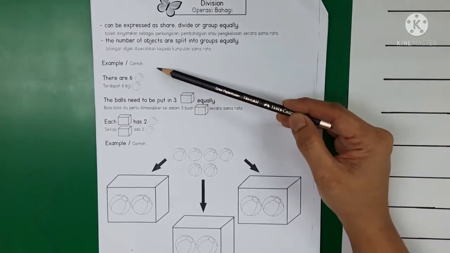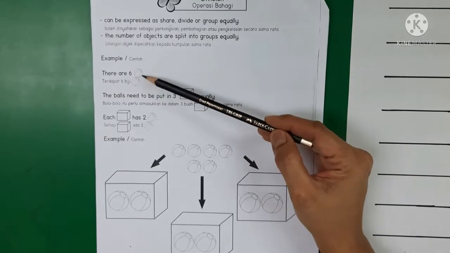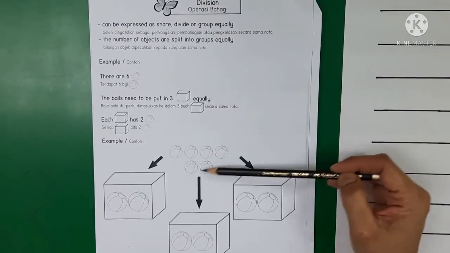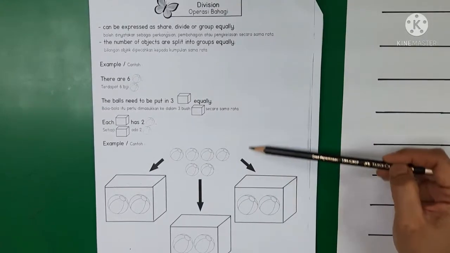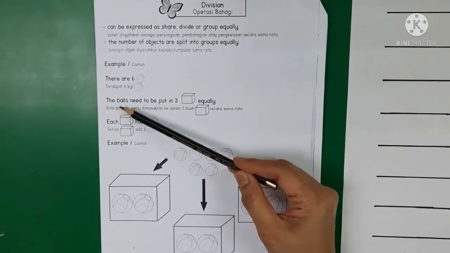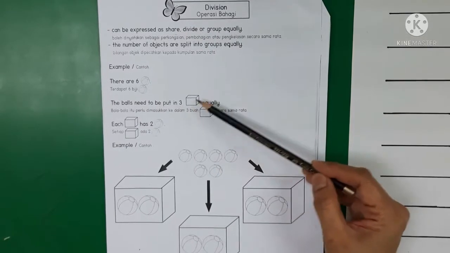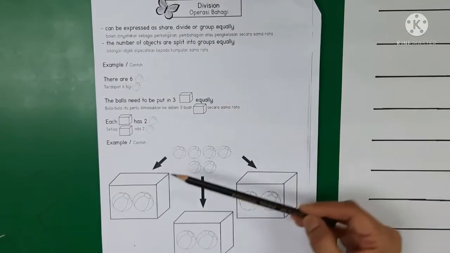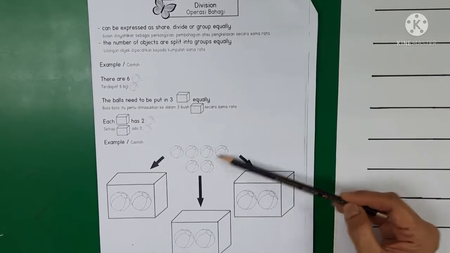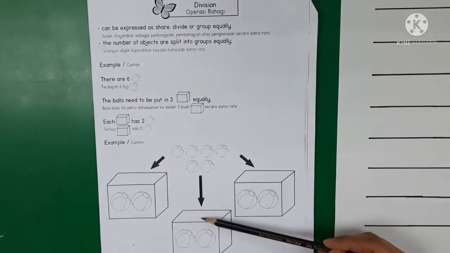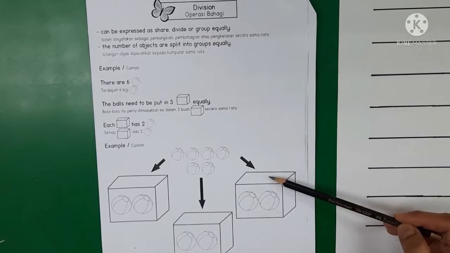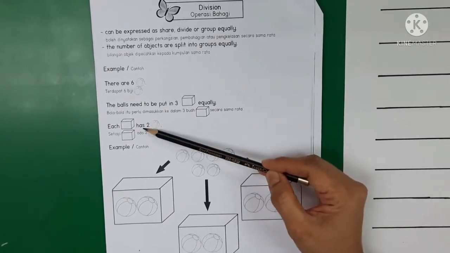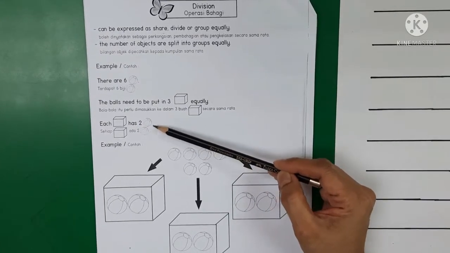Here are some examples. There are 6 balls. 1, 2, 3, 4, 5, 6. 6 balls altogether. The balls need to be put in 3 boxes equally. We have to put 6 balls into 3 different boxes equally. Each box has 2 balls.